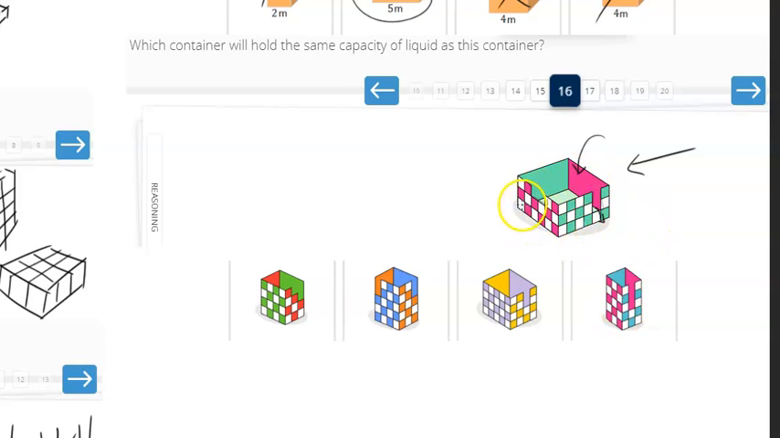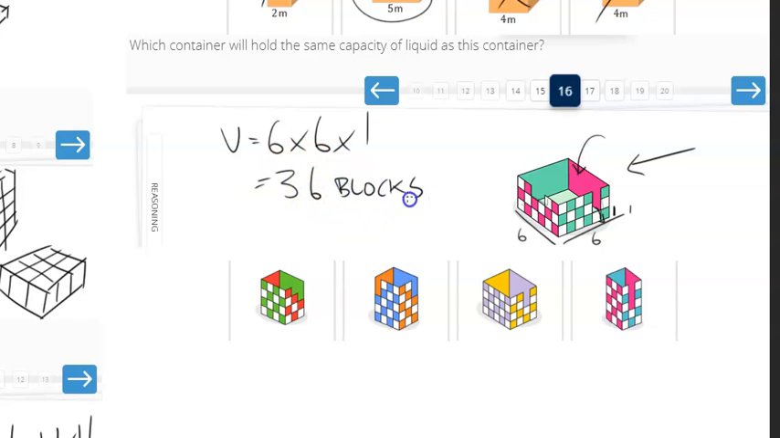And to solve this, this is 1, 2, 3, 4, 5, 6 by 1, 2, 3, 4, 5, 6. So the length is 6, the width is 6, and the height technically is just 1. So our volume is 6 times 6 times 1, which is 36 blocks. Now we've got to figure out, well, which one of these can hold 36 blocks.